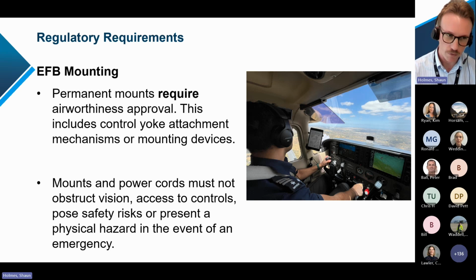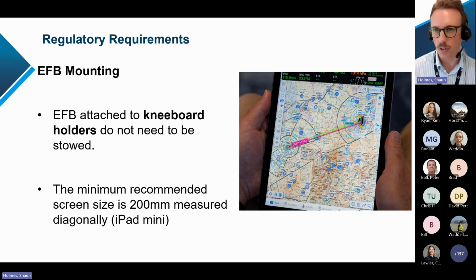So we've covered having access to the EFB for the entire flight. We can go down the permanent mount pathway and obtaining an airworthiness approval from CASA. The other easier option, which I'm sure some of you are quite familiar with, is having it attached to a kneeboard. So an EFB attached to a kneeboard holder does not need to be stowed during those critical stages of flight. And it means if you want or need access to your EFB, then you've got it there on the kneeboard.